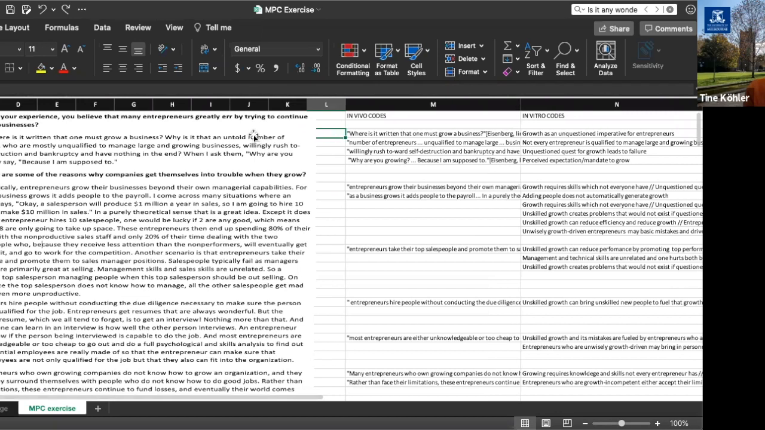And so my in vivo codes are not quotes most of the time. They are a shorthand form of what topics or what I think is being coded. So what I think the quote relates to.